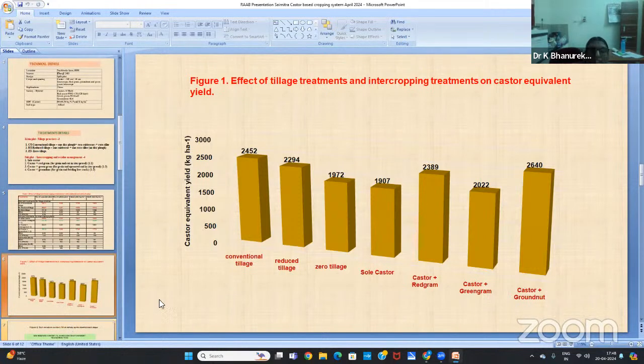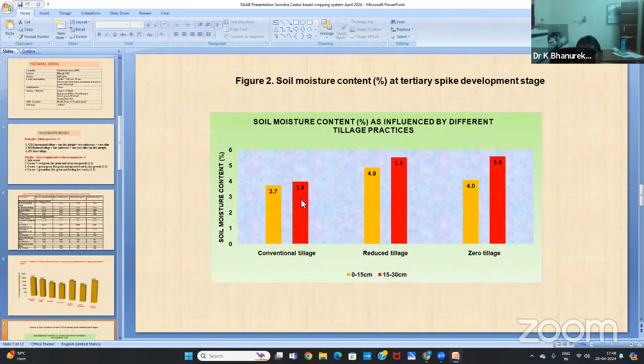Coming to the soil moisture, this is one of the important aspects. There was a completely rain-fed situation during all the years of the experiment. So we could see that among the tillage practices, invariably the moisture content was higher in reduced tillage as well as the zero tillage, whereas the lowest was seen in conventional tillage in the top 0 to 15 centimeters as well as 15 to 30 centimeters depth.